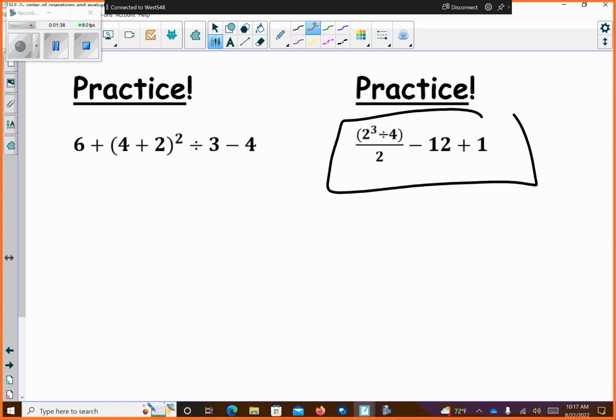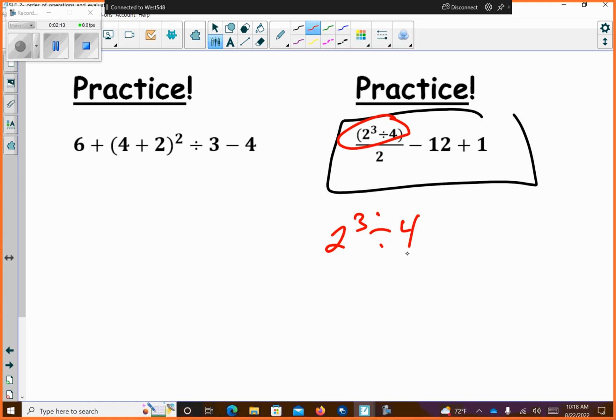Okay, I have a division sign, but I also have a fraction. So this has an awful lot. It has parentheses as well. Then we have subtraction and addition. So it says to do what's in the parentheses first. Well, what's really in the parentheses first is this. So I have 2 to the third divided by 4. So what do you think I should do first in this? What has the higher order that's taken place? Should I take care of the exponent, or should I take care of the divide by 4?